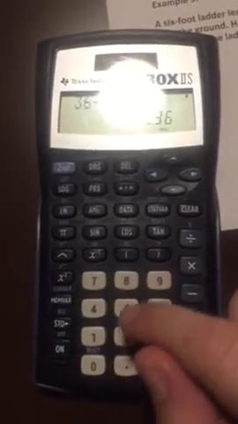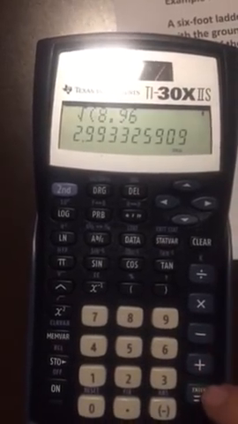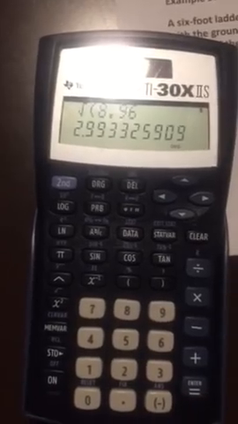Square root it. And the other missing side is square root 8.96, which is 2.99. We're going to round it up to 3. I'm going to do this sign, which means about 3. So those are our two missing sides.